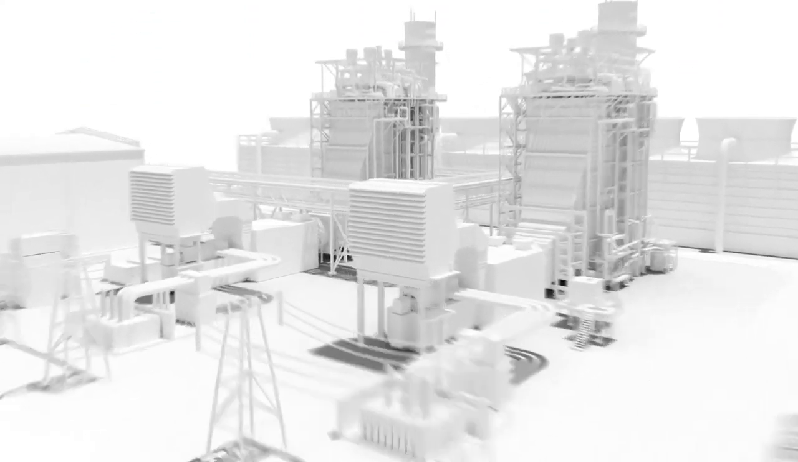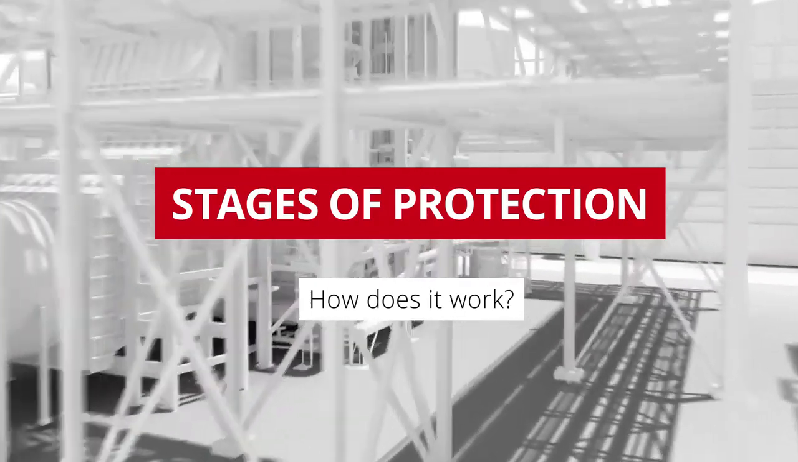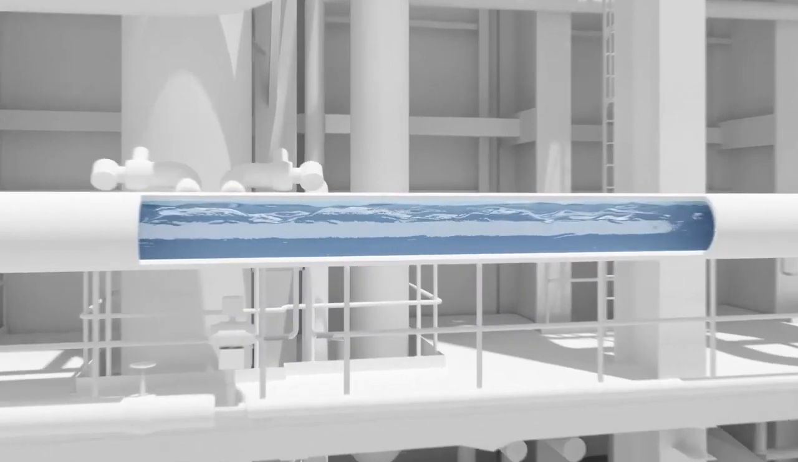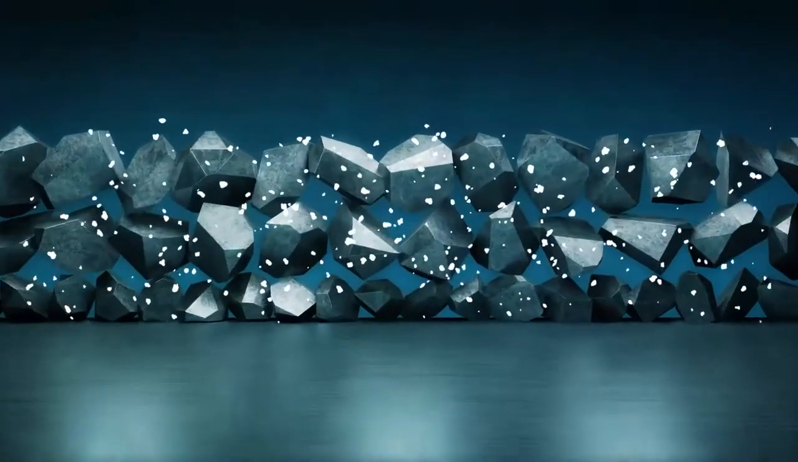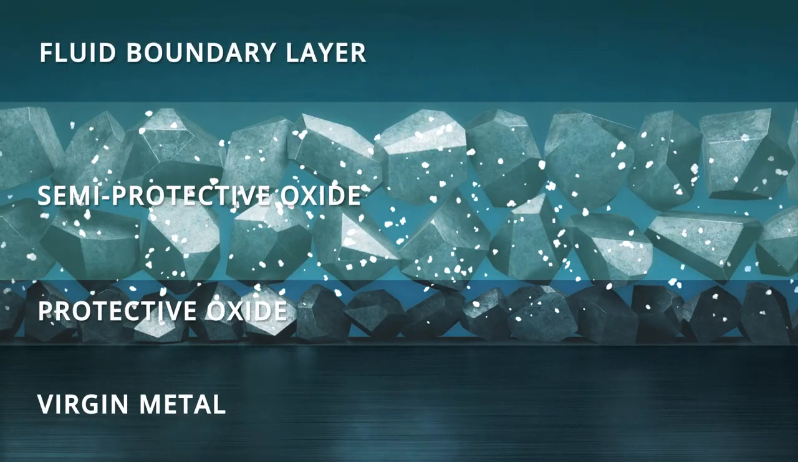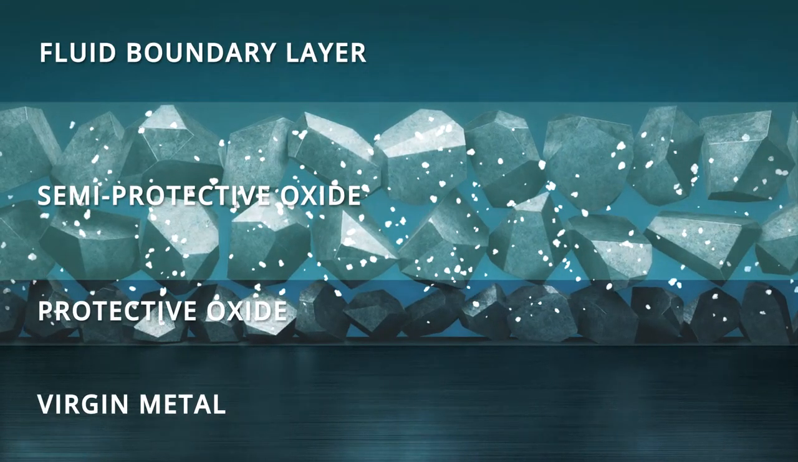Hello, and welcome to an explanation of the 3 Anodamine stages of protection. Let's take a look at the typical power plant cycle environment where there is no Anodamine protection present. There exists virgin base metal, a protective oxide, a semi-protective oxide, and a fluid boundary layer.